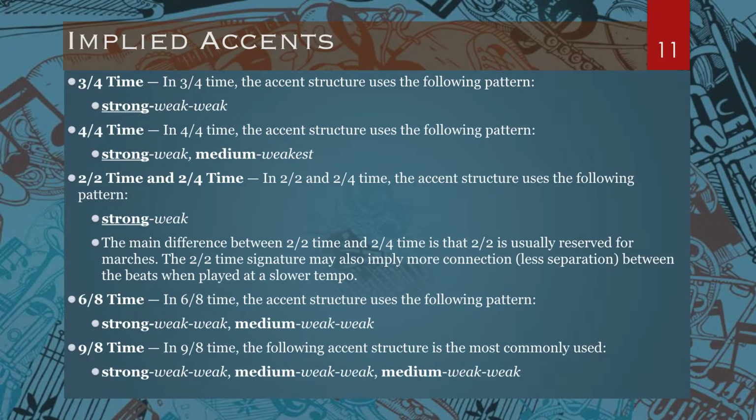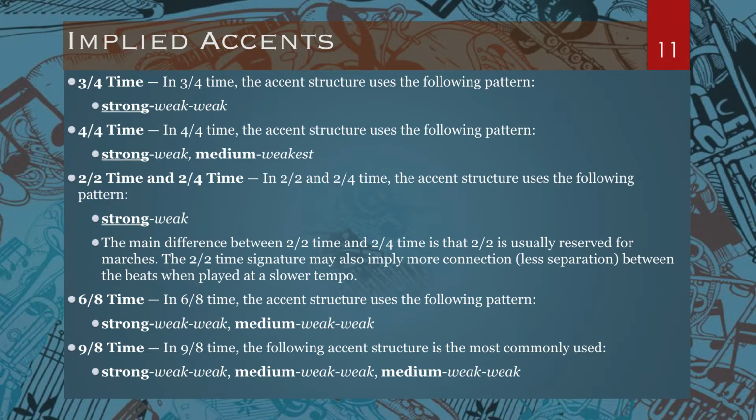So, in 3/4 time, the accent structure uses the following pattern: strong, weak, weak, strong, weak, weak. You notice how the first beat is accented? It's heavier. Think of a piece of dance music. It often has a 3/4 time.